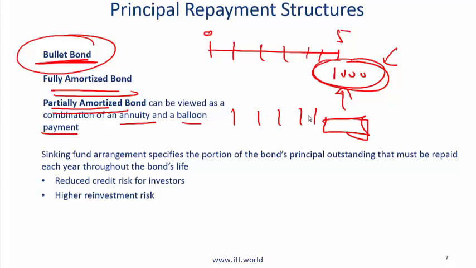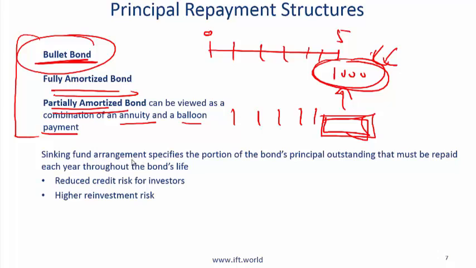So the fixed payment throughout is less than what you would make with fully amortized, and the balloon payment at the end is less than what you would make in the first scenario. The curriculum has numerical examples related to how this works, but I've given you the core concept.